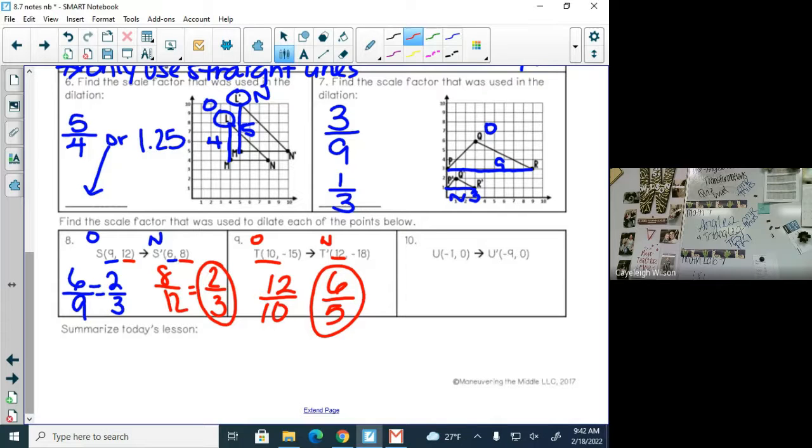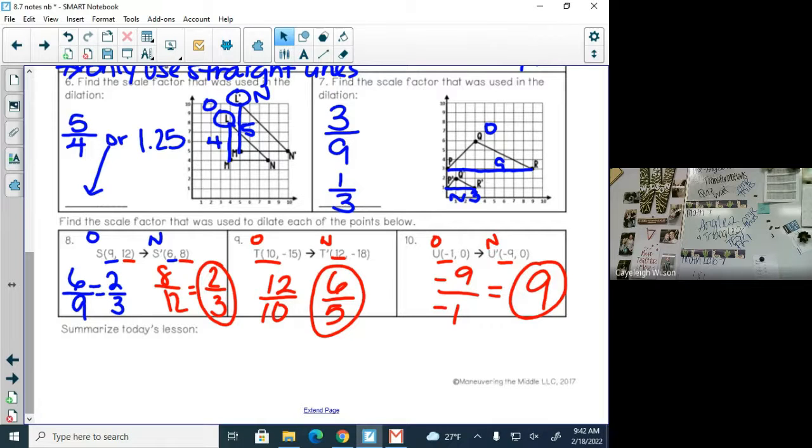All right, and then the last one. This is the original, and U prime is the new, and you cannot do the Y's on that one. The 0 over 0, you can't divide by 0, so you're gonna have to use the one with the numbers. So -9 divided by -1. In math, you can't divide by 0.